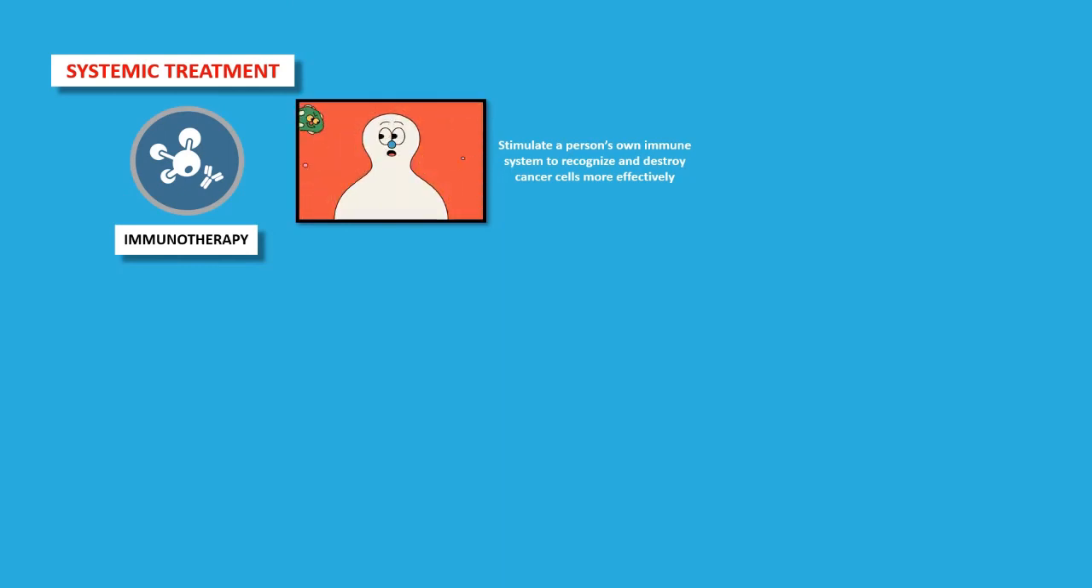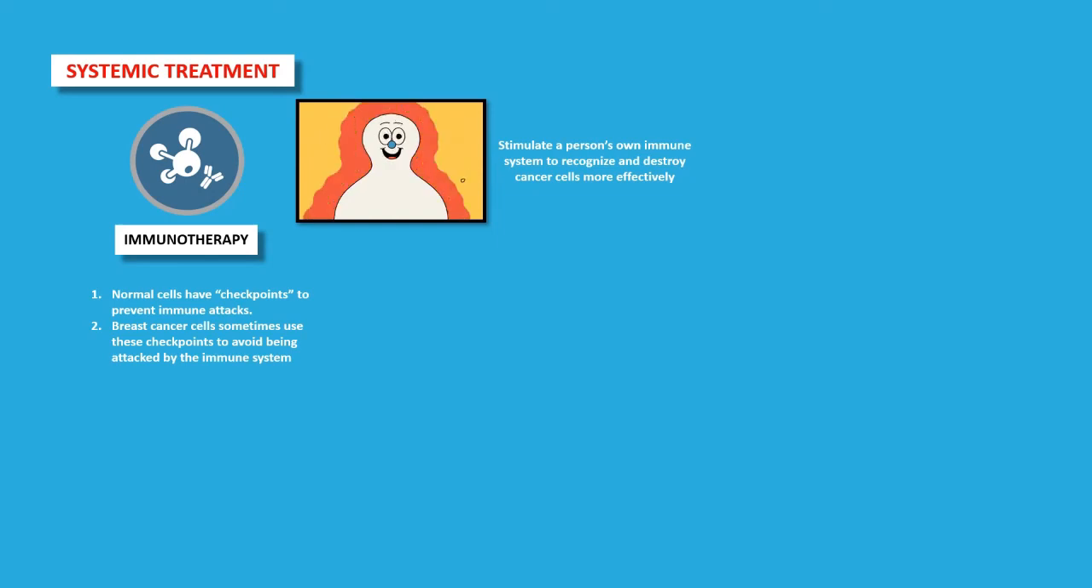An important part of the immune system is its ability to keep itself from attacking normal cells in the body. To do this, it uses checkpoints, proteins on immune cells that need to be turned on or off to start an immune response. Breast cancer cells sometimes use these checkpoints to avoid being attacked by the immune system. Drugs that target these checkpoints, known as immunotherapy drugs, help to restore the immune response against the breast cancer cells.